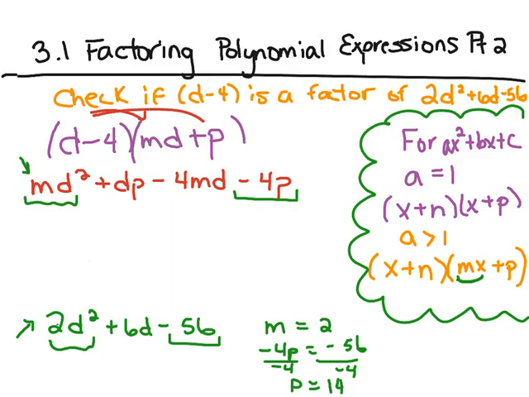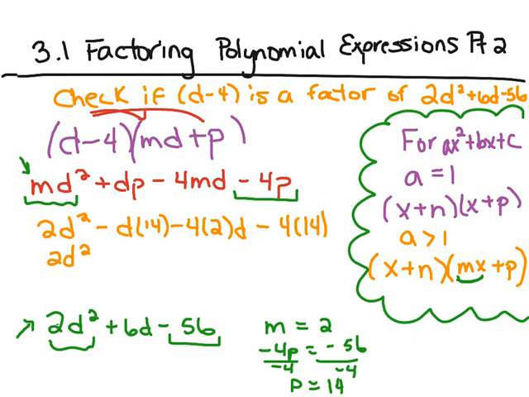So if we can solve those, substitute those numbers into our equation, and if we get our answer, then we know that d minus 4 is a factor. If it doesn't equal, then we know it is not a factor. So we're going to substitute 2d squared minus d times 14 minus 4 times 2 times d minus 4 times 14. So we're left with 2d squared minus 14d minus 8d.